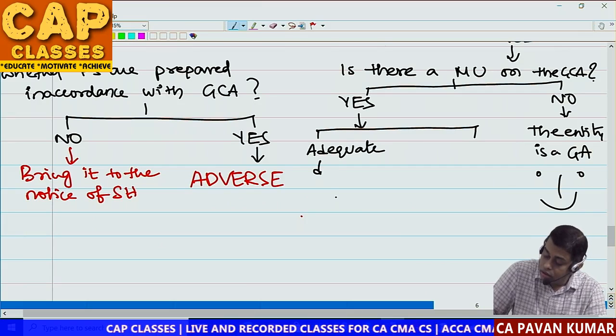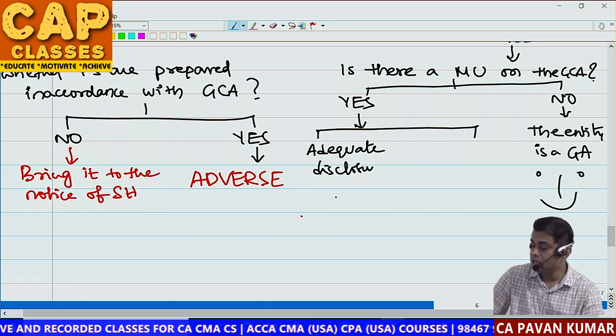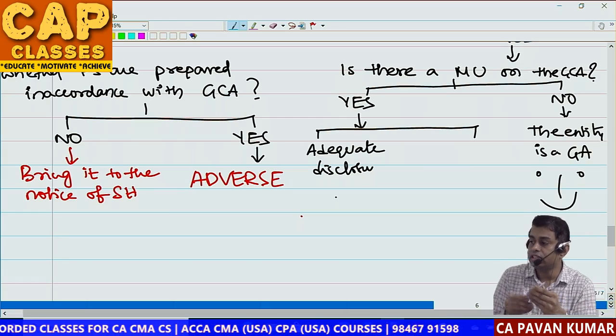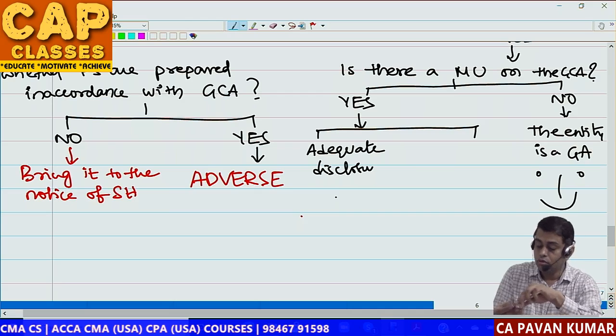Adequate disclosure is made. Whether adequate disclosure is made. What happened to the pen?